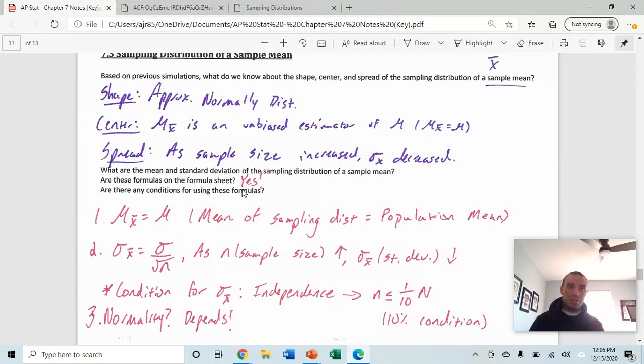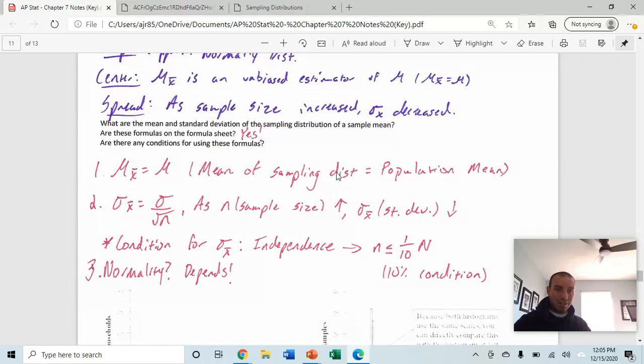Based on previous simulations, what do we know about the shape, the center, and the spread of the sampling distribution of the sample mean? Well, we know that the shape is going to be approximately normally distributed if something is true, which we're going to talk about. The center, the mean of x bar, mu sub x bar, is an unbiased estimator of mu, and mu sub x bar is equal to mu, meaning if I average all my individual sample means, that will be equal to the population mean.